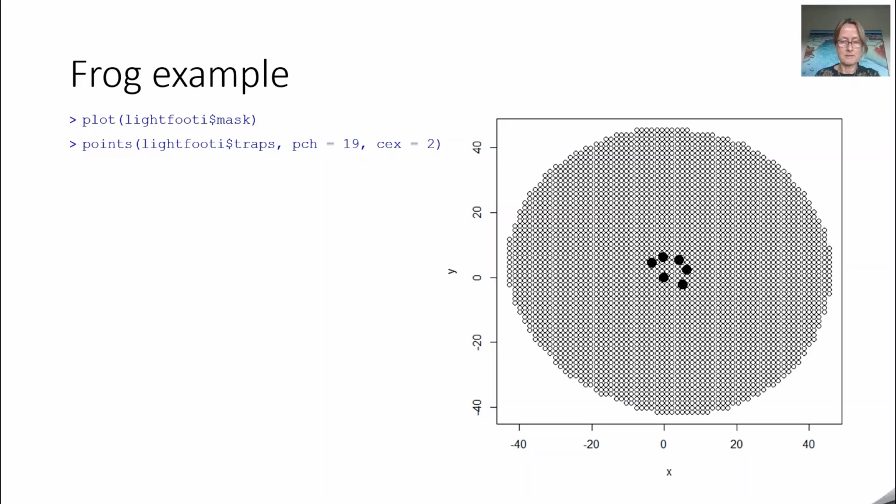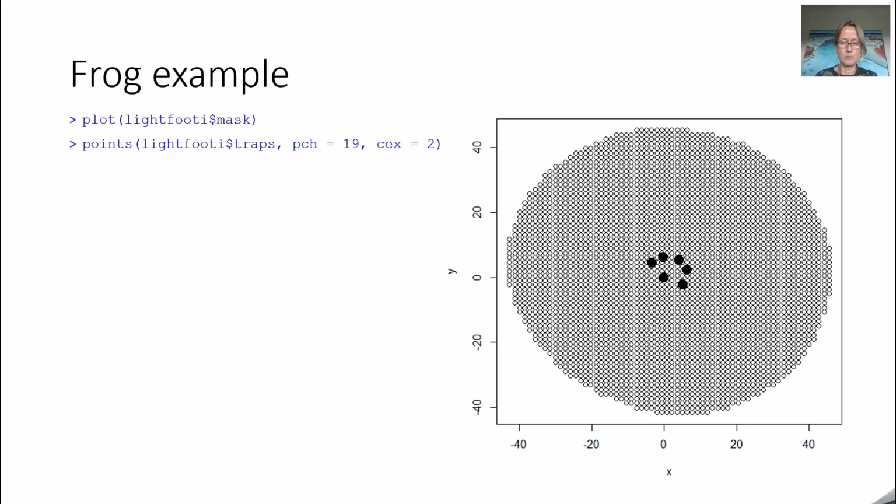We can plot the mask and the traps to get an idea of the arrangement. So we use the plot function with the mask object as the input to plot the mask. We then use the points function to plot the locations of the detectors on top of the mask. Notice that I've used the argument pch equals 19 to show the detector locations filled in as dots and the argument cex equals 2 to make them bigger compared to the mask dots.